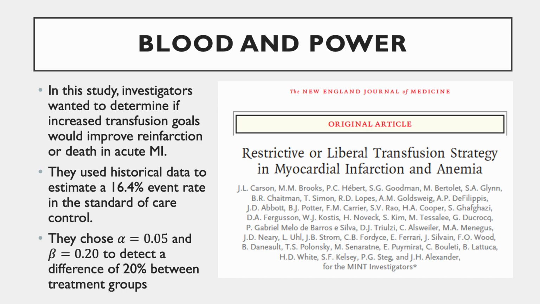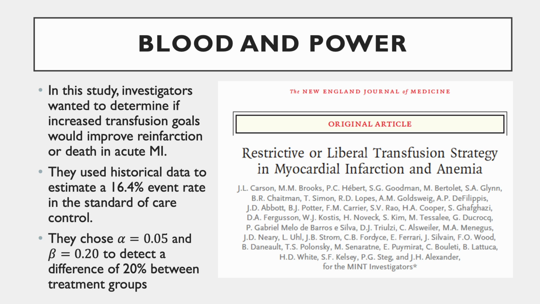So again, we come to the MINT trial, which was a clinical trial designed to determine if increasing the transfusion goal to a hemoglobin of 10 would improve outcomes in acute MI as compared to the current transfusion goal of 7 to 8. The authors used data regarding the outcomes that we're having right now at our current transfusion goal, which is the control event rate, and they used the value 16.4% in their sample size power calculator that we showed on the previous slide.